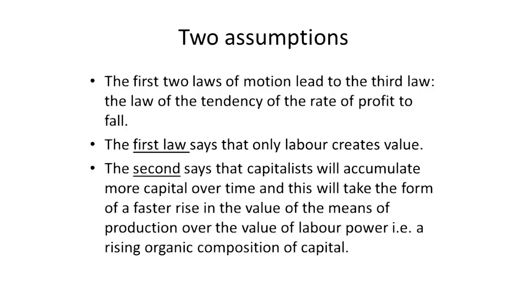Now, to remind ourselves, the first two laws in motion lead to the third law. The first law says that only labour creates value. The second law says the capitalists will accumulate over time and it will take the form of a faster rise in the means of production relative to how much is invested in the value of labour power. So there's a rising organic composition of capital. So only labour creates value and there's a rising organic composition of capital. Those are two laws, provable and proven, which inevitably lead to Marx's law of profitability.